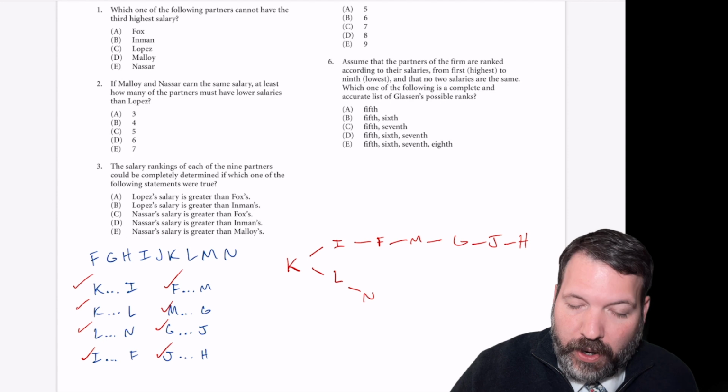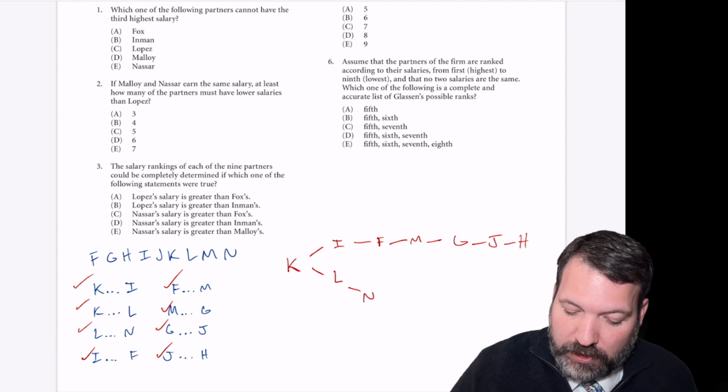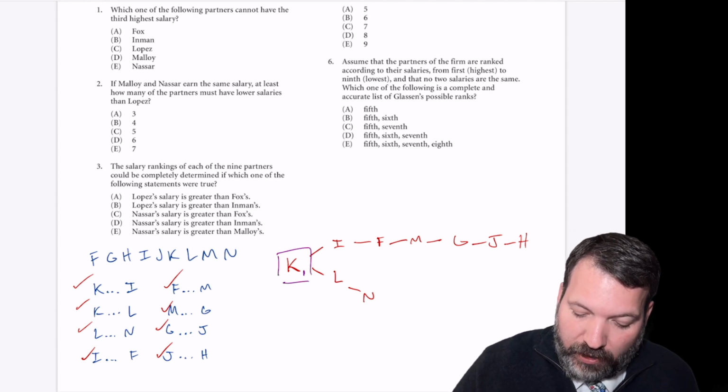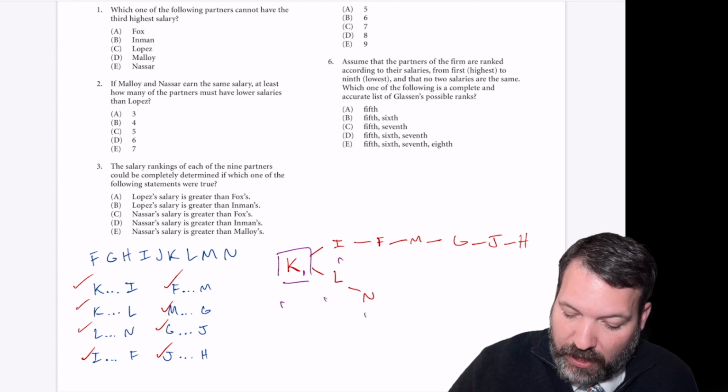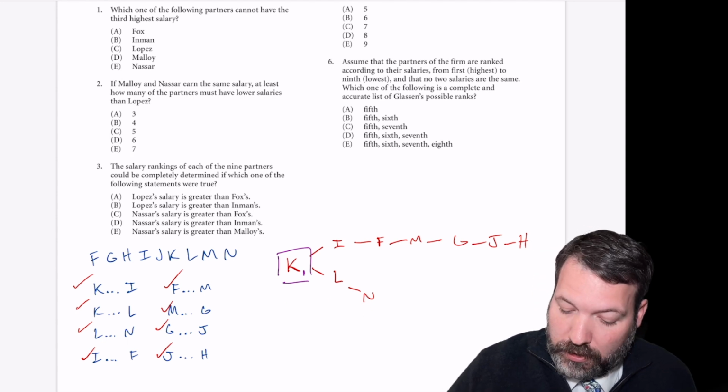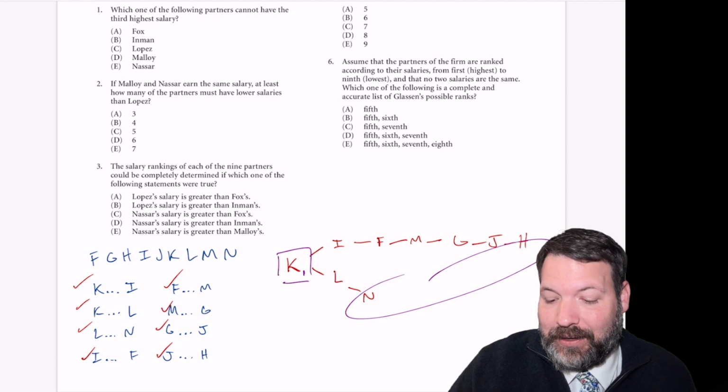One thing you want to keep in mind is what could go first or last. In this particular game, K is definitely first. That's all 9 of my elements: 1, 2, 3, 4, 5, 6, 7, 8, 9. And since K is in front of all of the other 8, for sure K is going to go first. Only H or N can go last.